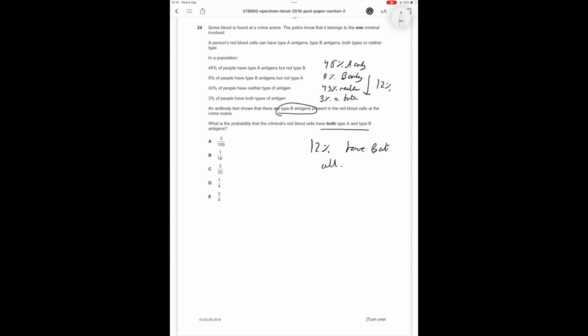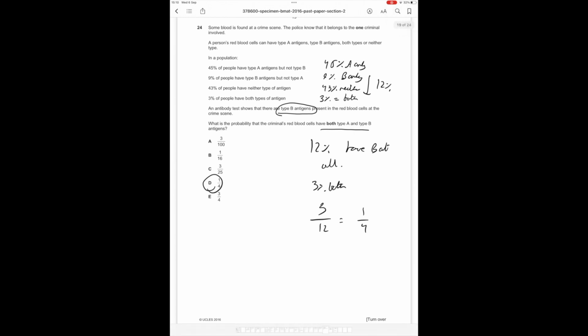Of this 12%, 3% of the overall number have both. So therefore, of people who have type B blood, 3 out of 12 is equal to 1 out of 4 are going to have both type A and type B. So essentially what we've done is we've split it into who has type B at all, and we're looking for, out of these people, who actually has both type A and type B, which is 3% over 12%, which is 1 over 4, which is answer option D.